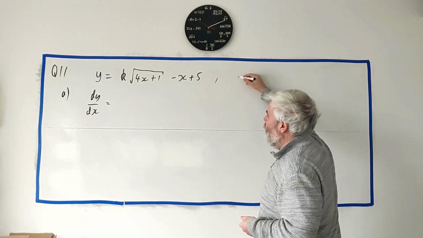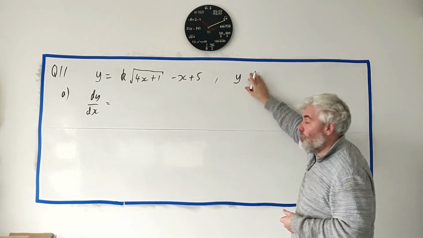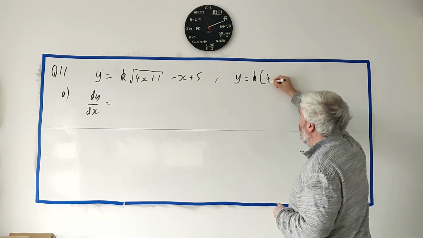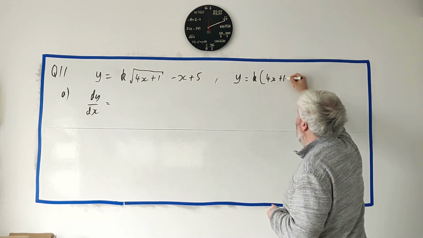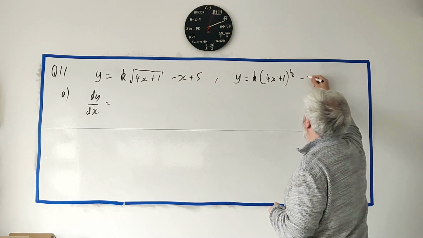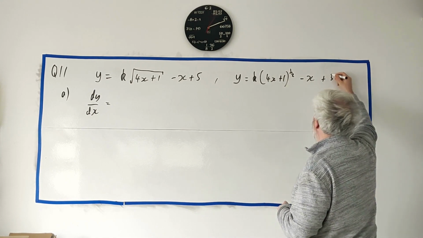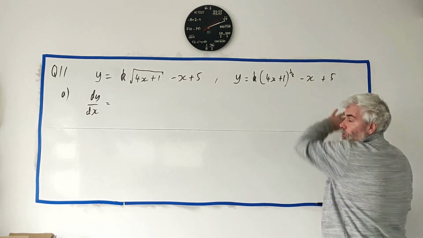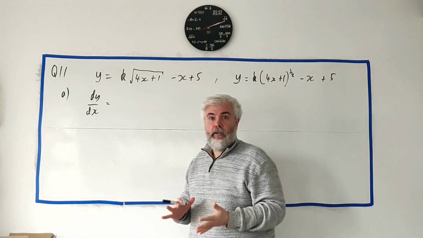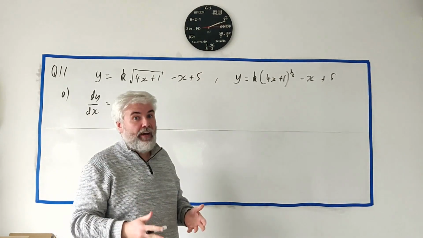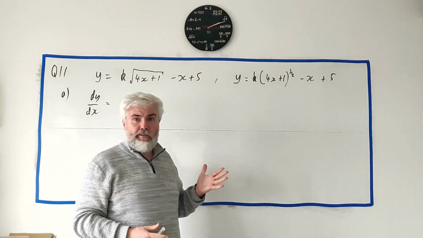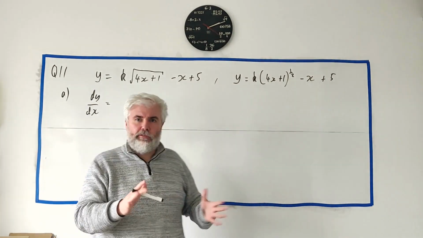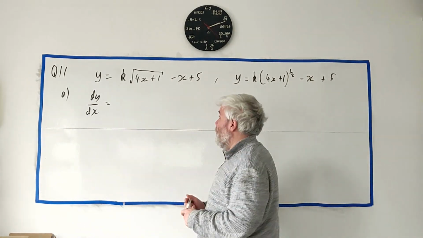I'm going to go ahead and rewrite that because I find this helps a lot of students. Instead of square root, we'll put in (4x plus 1) to the power of a half, minus x plus 5. Okay, first thing I'm going to do, I'm going to differentiate this in one go in my head pretty much, which is a little too fast for some students. So after I answer the question, I'm going to answer it again a little slower, so bear with me if this is too fast for you.